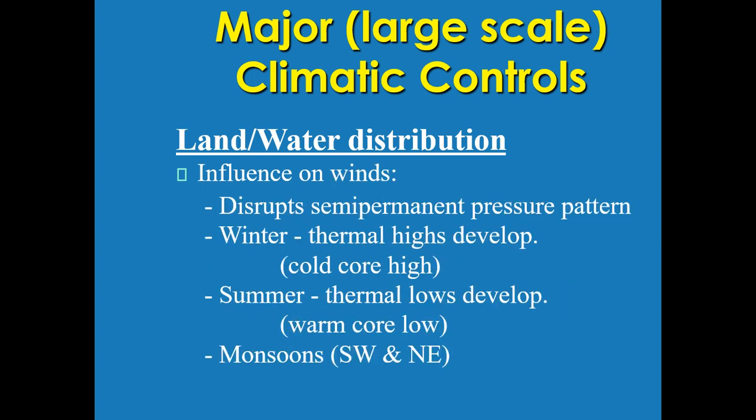In the land-water distribution, what about its influence on winds? This land-water distribution, the geographic setup of the continents, is going to disrupt the semi-permanent pressure pattern. That circulation of winds is going to be disrupted. In winter, what does this result in? This results in these thermal highs which develop, these cold core highs. While in summer, you get these thermal lows or heat lows to develop, and they're warmer core lows with the hottest temperatures towards the center.